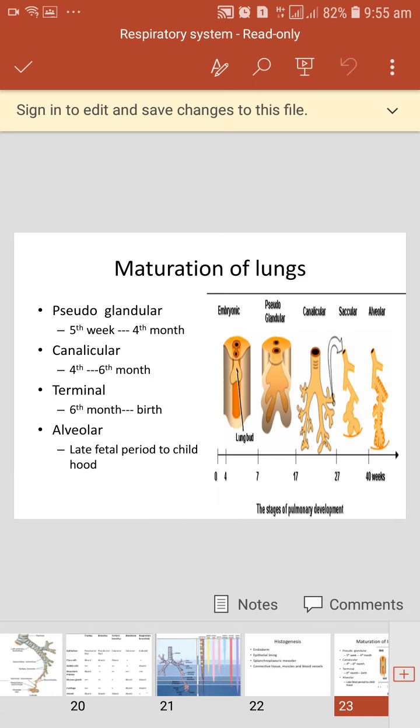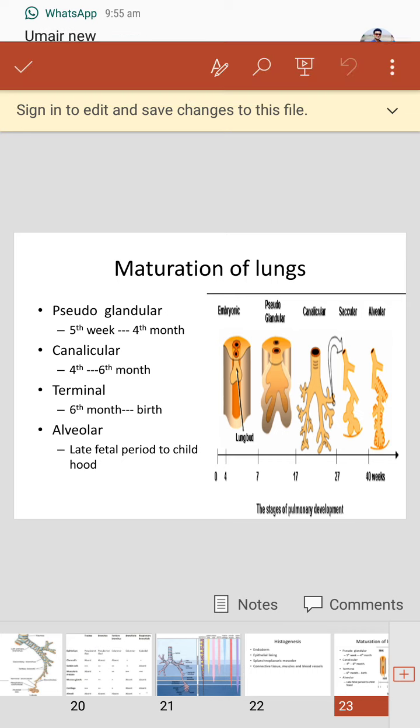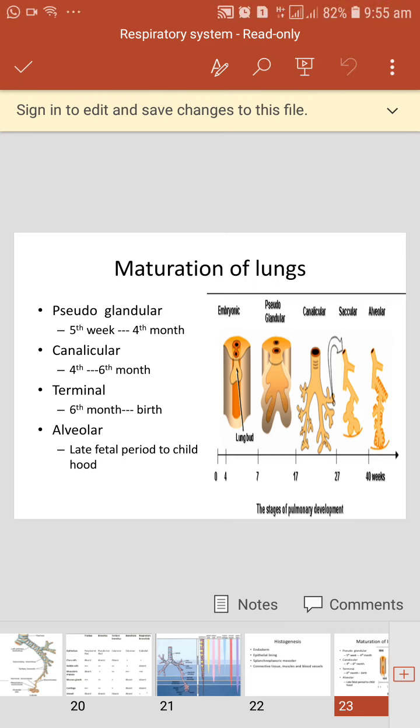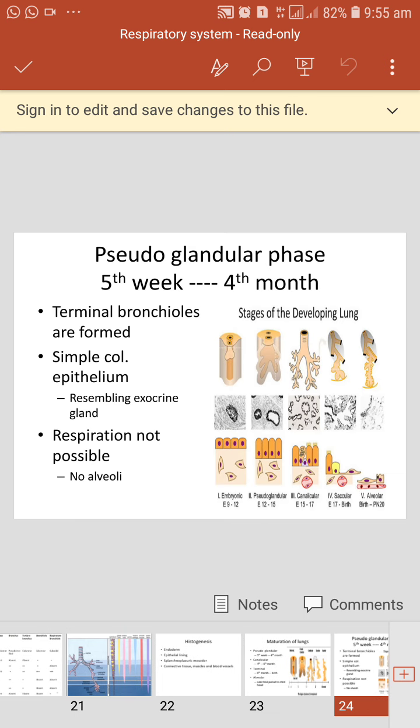Then comes the maturation of the lungs. Maturation of the lungs mainly occurs in four stages: pseudoglandular stage, canalicular stage, terminal sac stage and alveolar period. The pseudoglandular stage extends from the 5th week of development to the 4th month. The canalicular stage extends from the 4th to the 6th month, the terminal sac from the 6th month to birth, and the alveolar period from the late fetal period to childhood. Now we'll discuss them one by one.